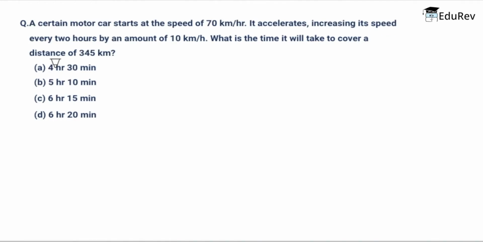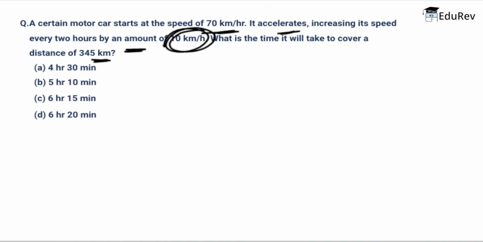Let's solve one more question, and the question states that a certain motor car starts at a speed of 70 kilometers per hour. And it accelerates, increasing its speed every 2 hours by the amount of 10 kilometers per hour. So what is the time it will take to cover a distance of 345 kilometers? If you understood how we need to solve these types of questions, you can pause the video and attempt this question on your own.